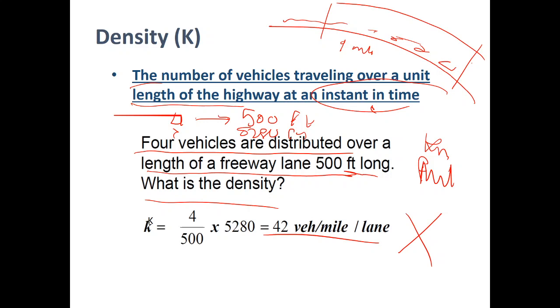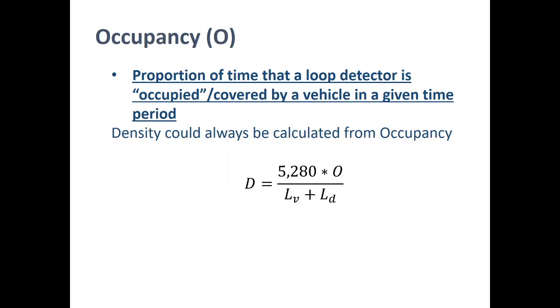So here we have K, which is 42 vehicles per mile per lane, just based on this X or cross multiplication or simple analysis here. So K, this number here, tells me how congested you are.